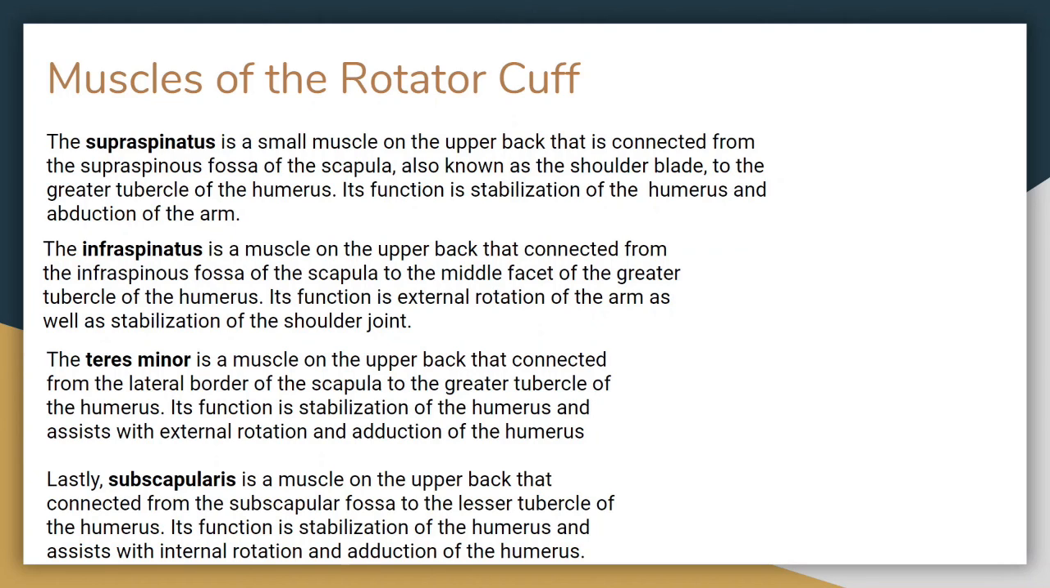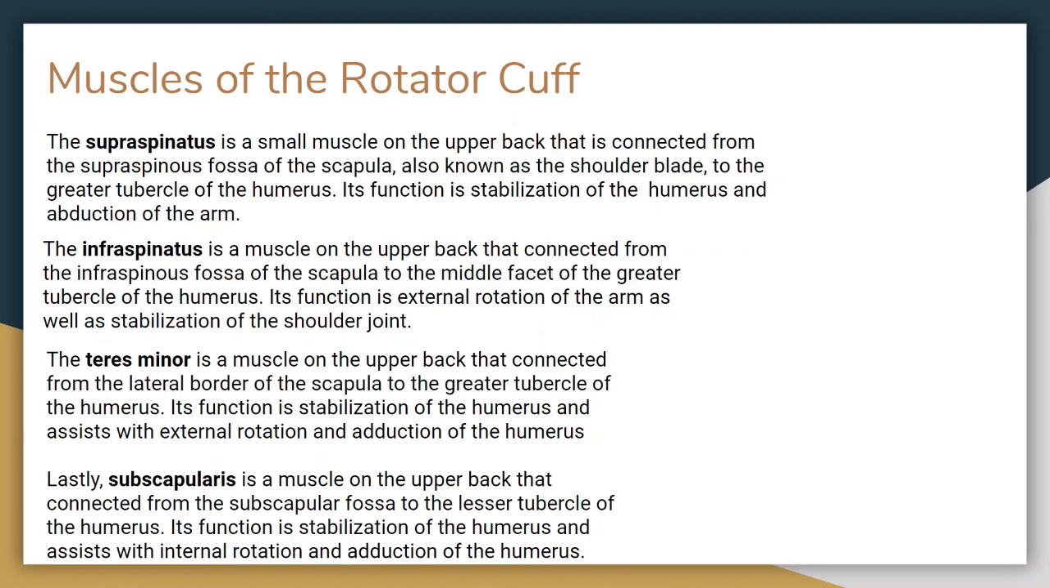The infraspinatus is a muscle on the upper back that is connected from the infraspinatus fossa of the scapula to the middle facet of the greater tubercle of the humerus. Its function is external rotation of the arm as well as stabilization of the shoulder joint.